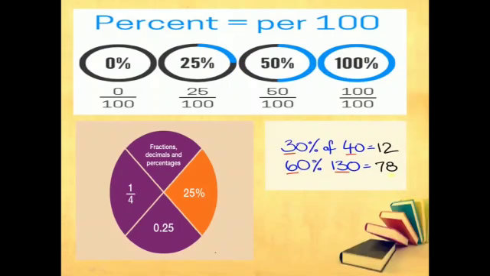30% of 40: because percent means per 100, these two zeros can be cancelled. Directly you can write 3 4s are 12. 60% of 130: these two zeros are cancelled because percent means per 100. That means divided by 100. So 6 into 13, which is 78.